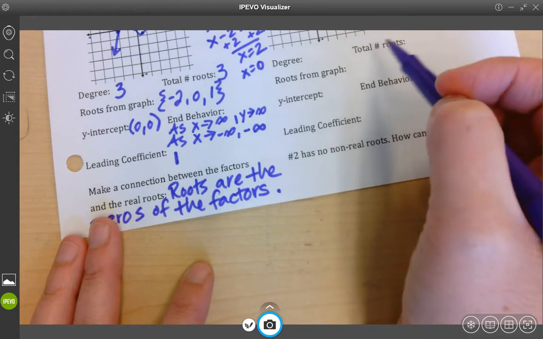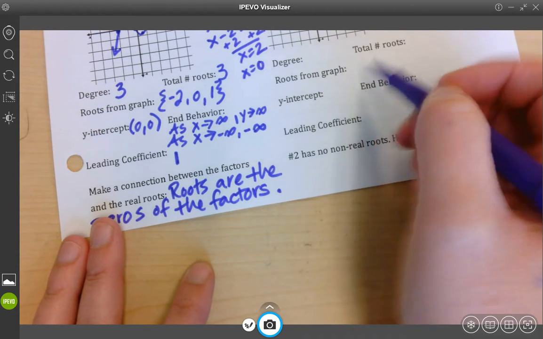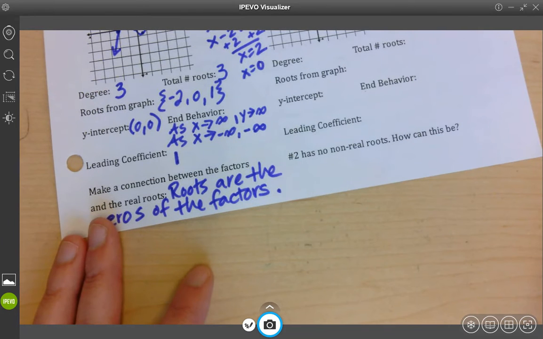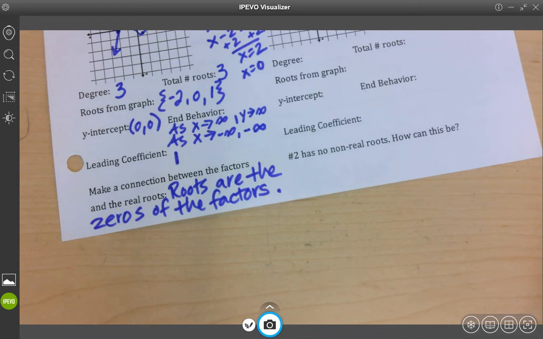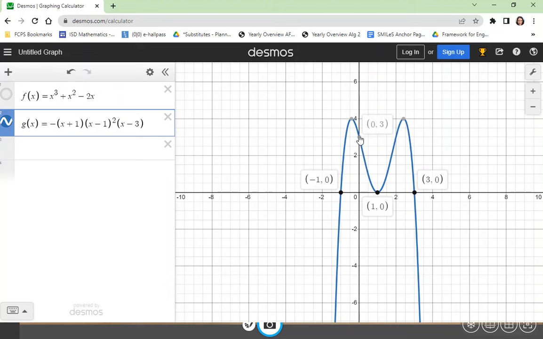Let's see if you can start this one on your own, okay? You're going to find the degree, total number of roots, and then to find roots from the graph, we're going to graph it in Desmos. All right, so get started on that, please. All right, so once you have it graphed, make sure that you graph your zeros, your y-intercept, and your turning points. So you want all of those on your graph.